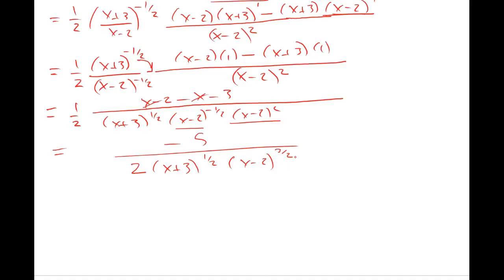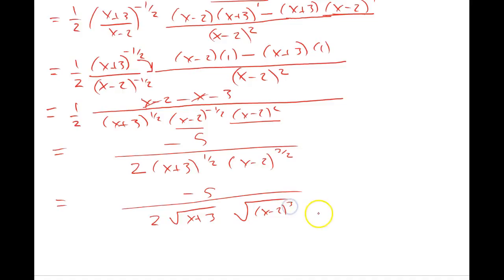You can change it to radical form if you wish. That's how we simplify. And by the way, in radical form, if you want, it's going to be negative 5 over 2 square root of (x plus 3) times the square root of (x minus 2) cubed. And that is the derivative of that function. And that's example 6 in the course manual.